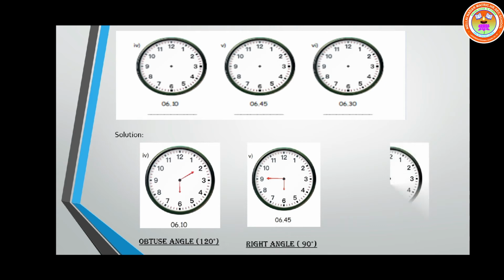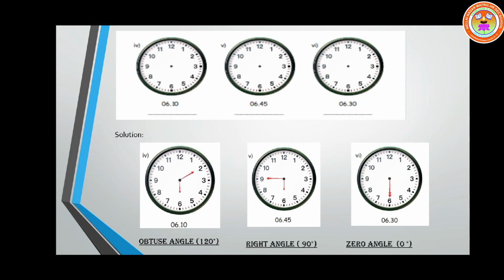And for the final one, 6:30, both hands lie one over the other. So what type of angle is this? Zero angle. Okay. When it is at 12, we say it is completing; it depends upon the timing. It is 360 or 0. Here it is 0 only. Okay.